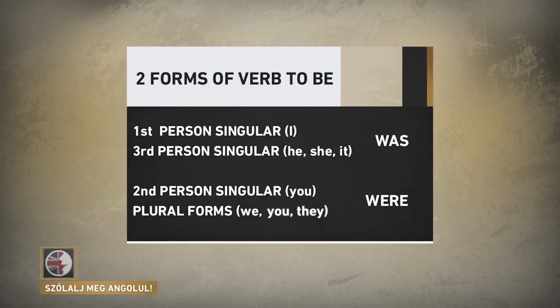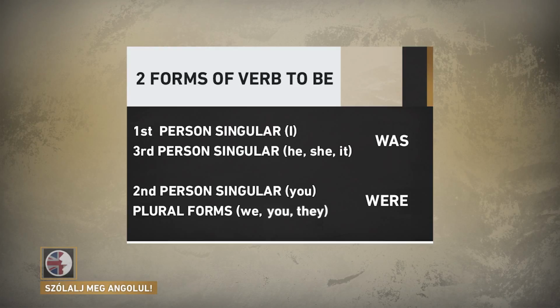We noted that we have to be careful with the first person singular form and the third person singular form. The first person singular and the third person singular form is was. All of the other forms are were. Okay, that's not too difficult. We can remember two forms at one word, can't we? Yes, of course we can.